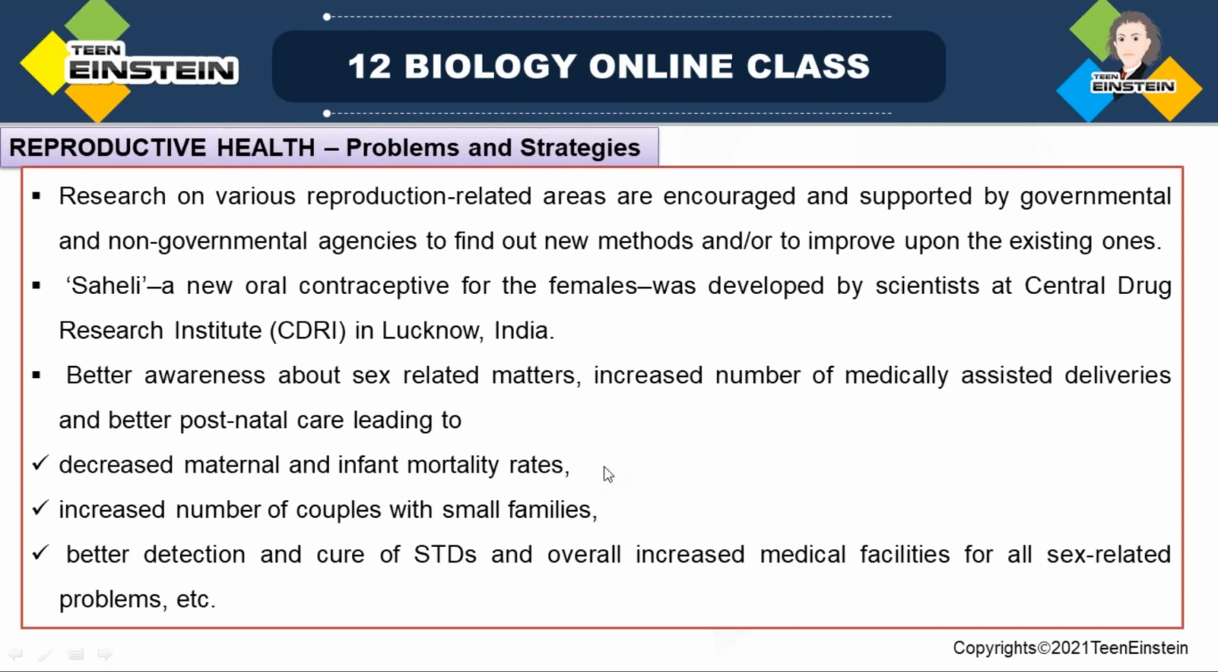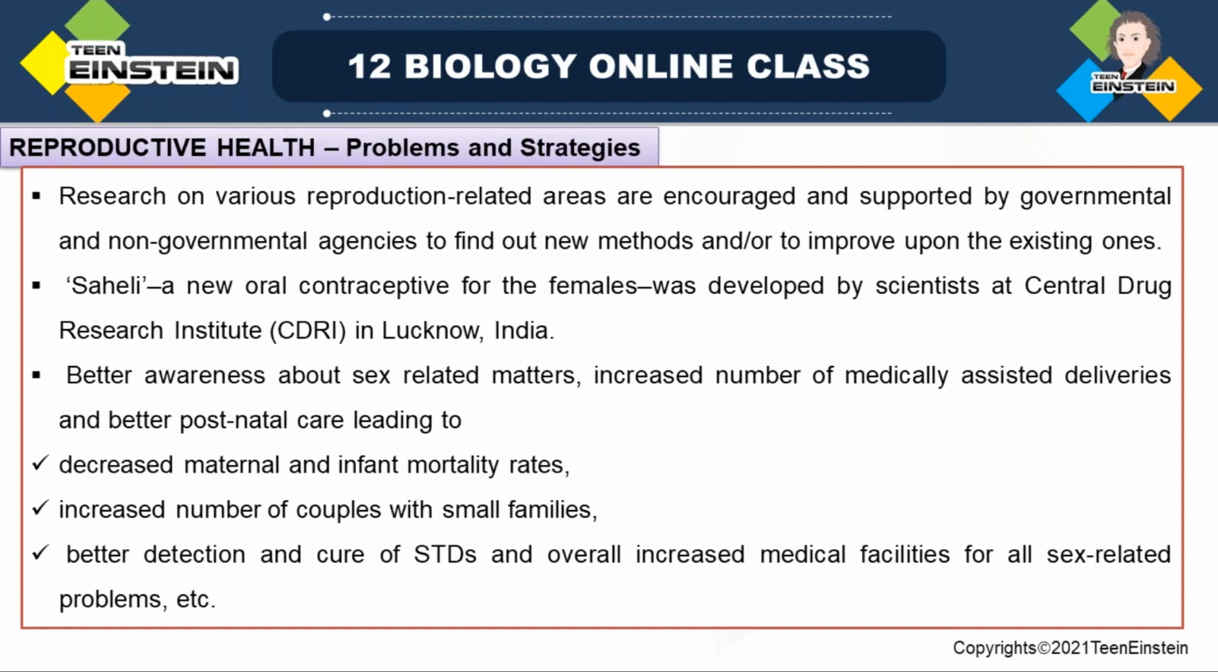See, in some families we can see 5 to 10 children, right? According to the current population, that number is too high, so we need to decrease that. One family with 2 children is more than enough, right? So, an increased number of couples with small families, with 1 or 2 kids, and decreased maternal and infant mortality rates.